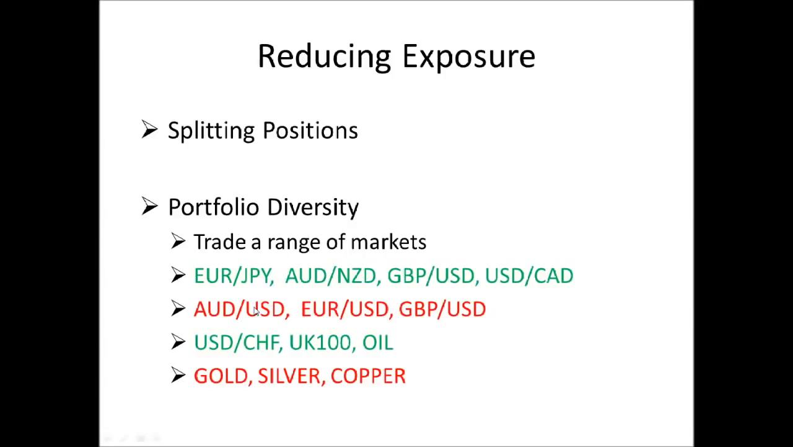If you're interested in trading other financial instruments apart from Forex, such as indices and commodities, a good portfolio could be something like this: US dollar, Swiss franc, an indice, UK 100, and then a commodity, oil. A portfolio I wouldn't suggest would be gold, silver and copper. The reason being, once again, there's strong correlation between these markets. They're all precious metals, and we want to reduce our exposure, particularly to one currency, one category of commodity, etc.